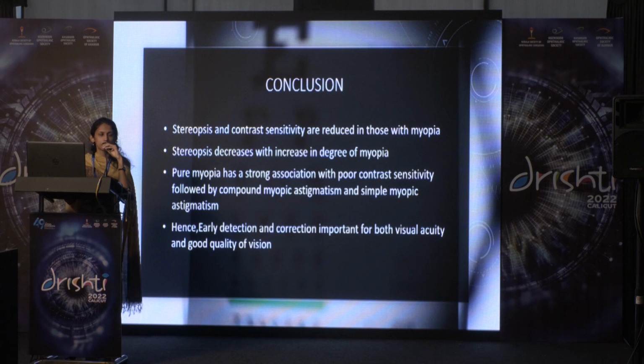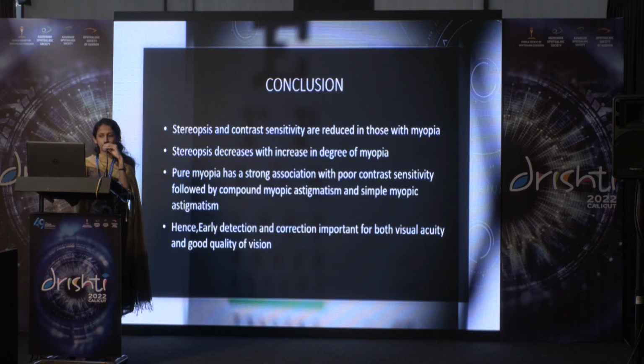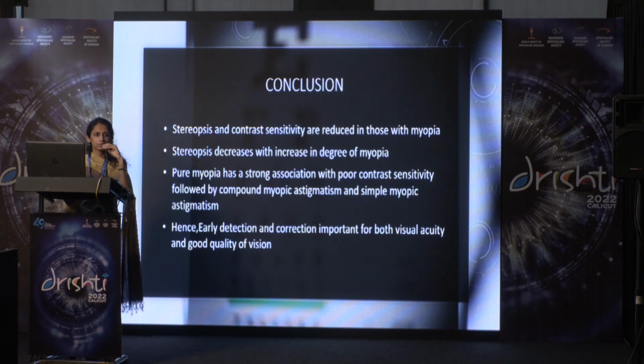My conclusions: stereopsis and contrast sensitivity are both reduced in those with myopia, and stereopsis is found to decrease with increase in degree of myopia. Also, with respect to contrast sensitivity, pure myopia had the strongest association, followed by simple myopic and then compound myopic astigmatism. Myopia is important not only in the sense of visual acuity, it is also important for providing a good quality of vision, and hence early detection and correction of myopia is important in these patients.